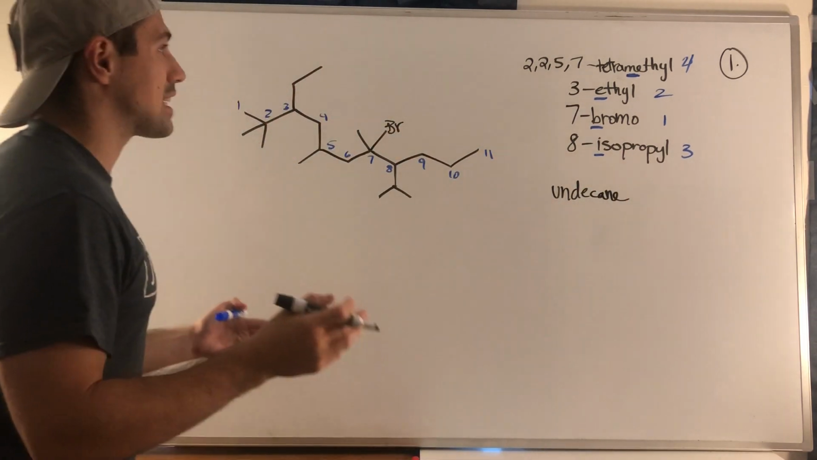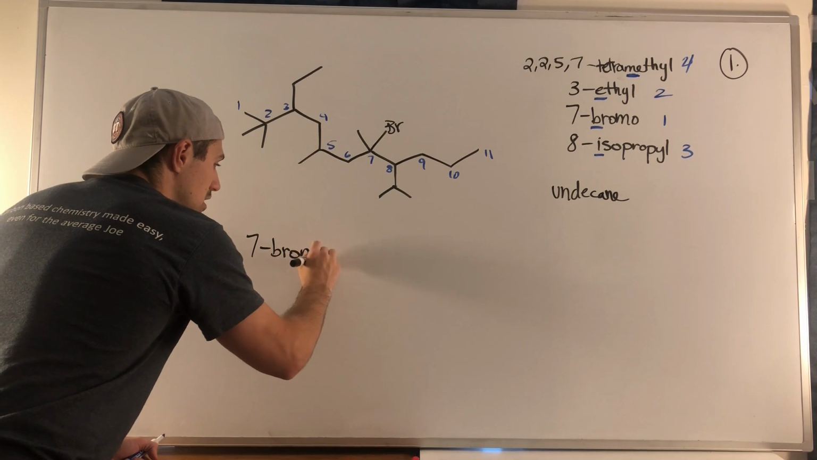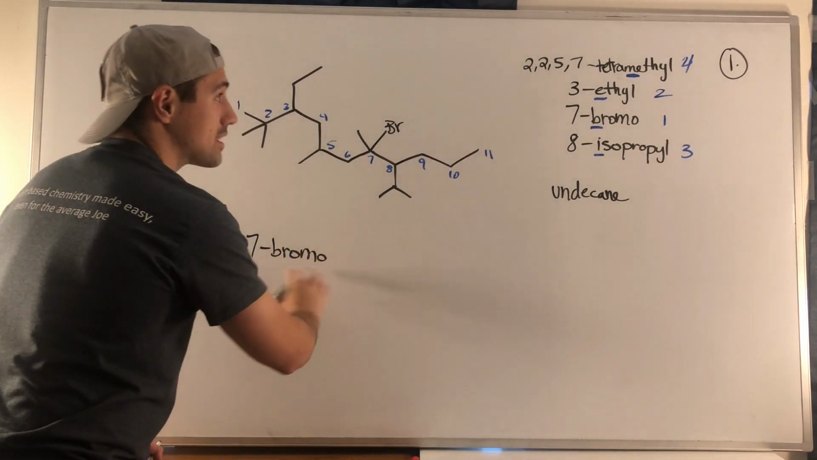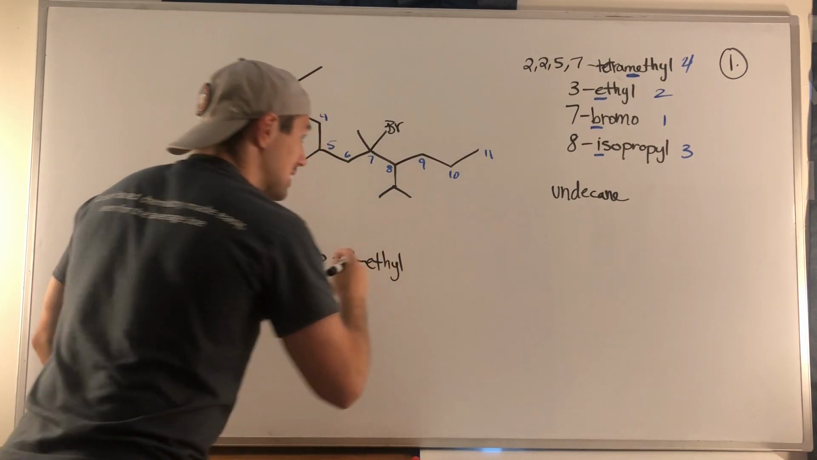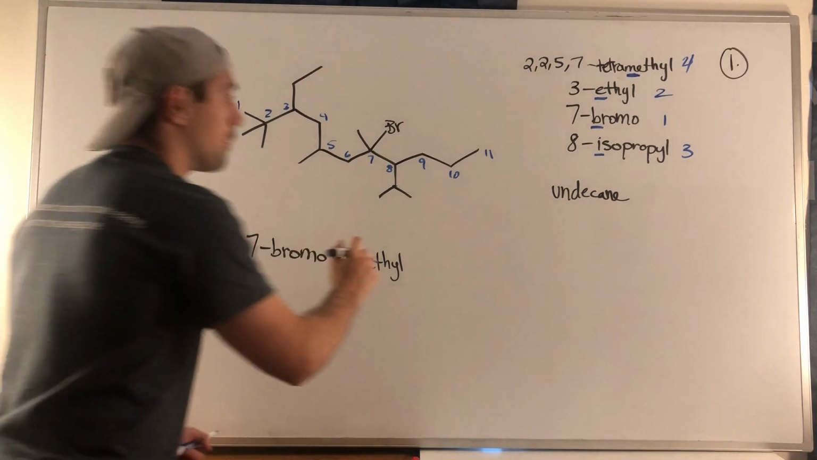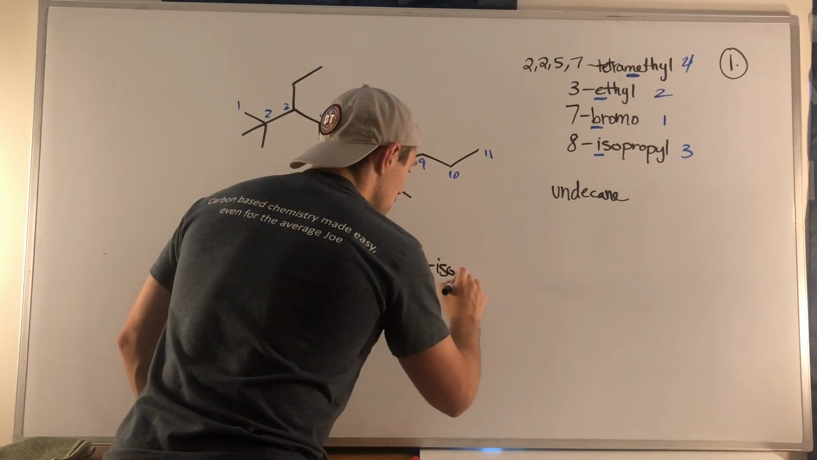So to string this all together, we do have 7-bromo, right? Because we have number, letter, and now since we're going to go from letter to number, it's 7-bromo, then it's going to be 3-ethyl. Just trust your alphabetization. Hard word to say. 3-ethyl, and then we have 8-isopropyl.